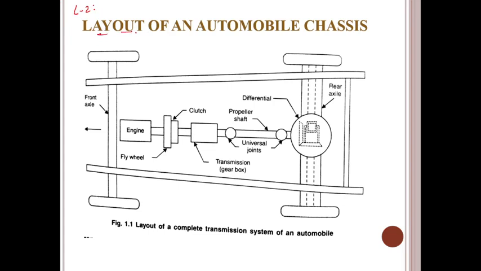So, this is the layout of an automobile chassis, which was already discussed in our previous lectures. Once again, I recap all these things. You see here the components. This is the chassis, this is the front wheel, this is the rear wheel, this is the front axle, this is the engine, this is the flywheel, this is the clutch, this is the transmission gearbox, this is the universal joint, the propeller shaft, this is once again a universal joint, and this is the differential.